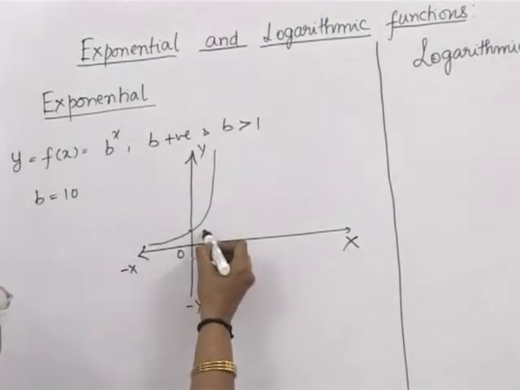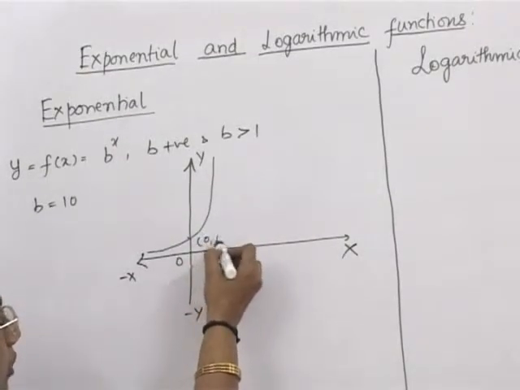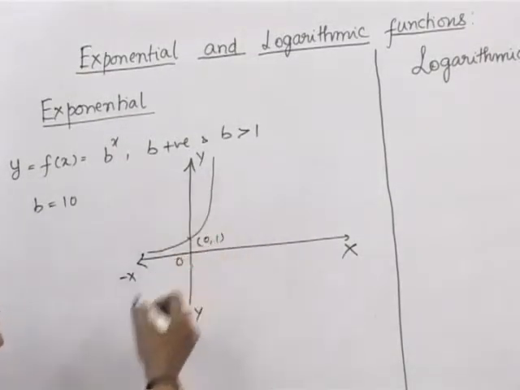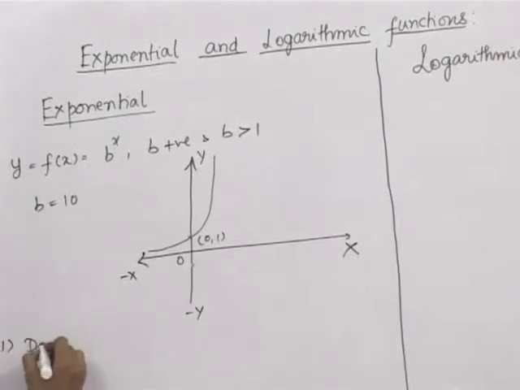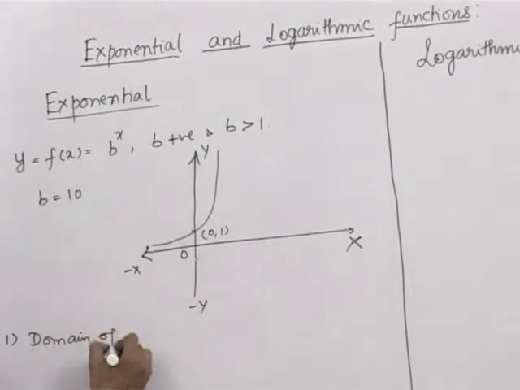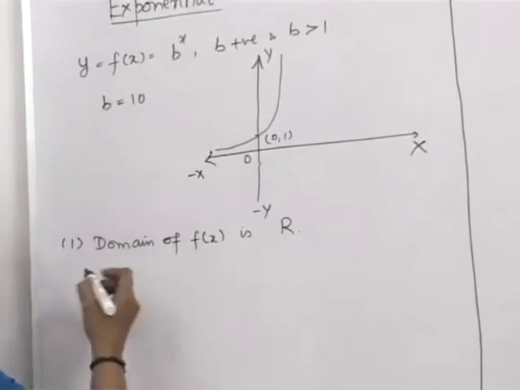So this is the graph of the function f of x is equal to b power x. You can observe that the graph cuts the y-axis at the point (0, 1). Now we have a few characteristics, or properties, of the exponential function. The domain of f of x is the set of all real numbers R.